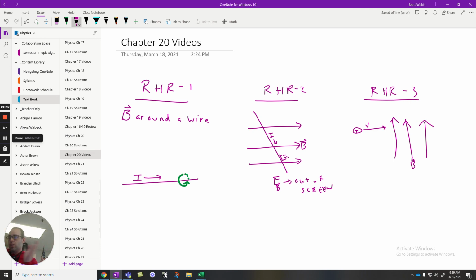We start again, just like the current, with the velocity as our initial value, and I've got to curl my fingers up to line up with that magnetic field. Again, my thumb is pointing out at me. If I had those arrows down, it'd be pointing into the page. So depending on the direction it points, here the force on the charge would be out of the page.